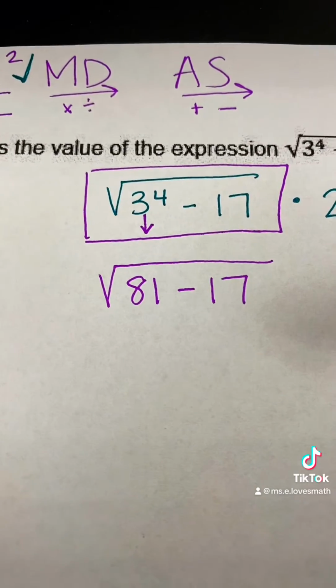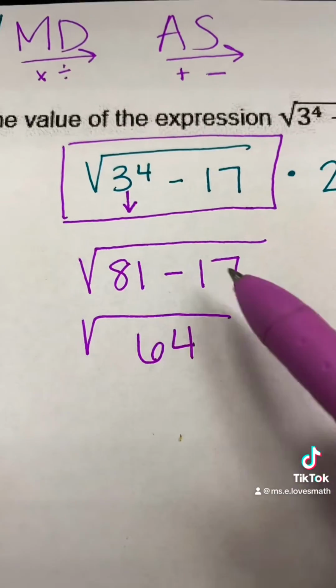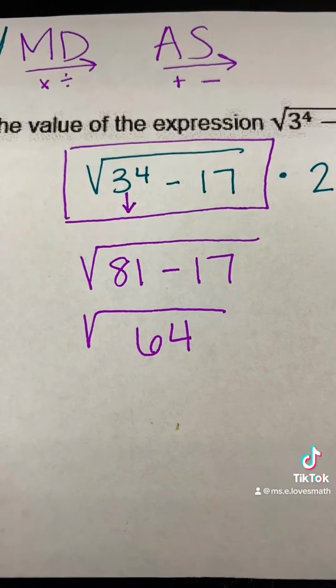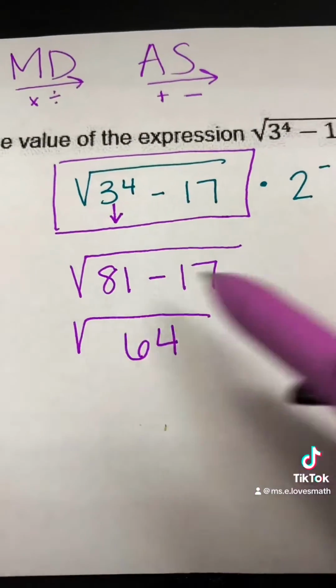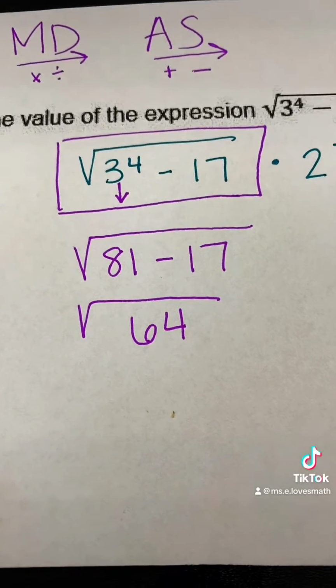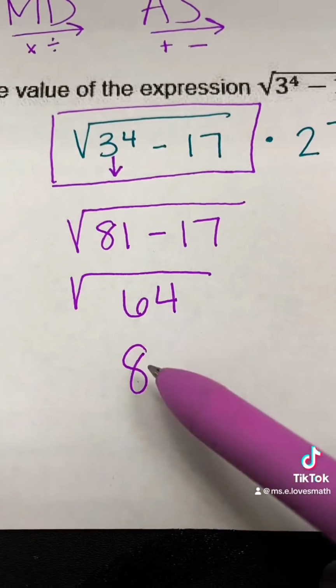Next, we need to subtract. 81 minus 17 is 64. Now our final step is to find the square root of 64. The square root of 64 is 8.